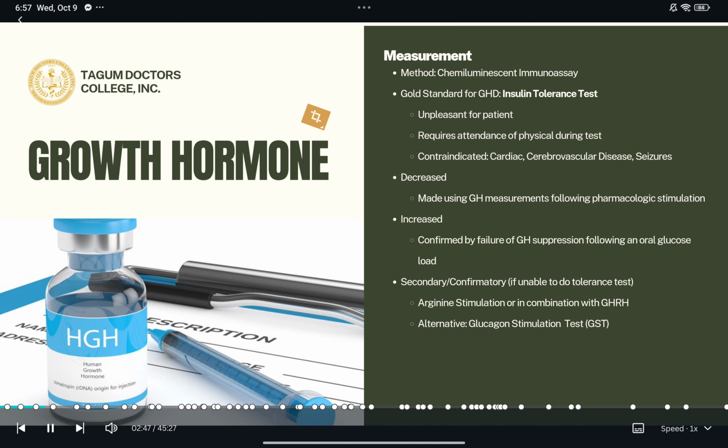If the insulin tolerance test shows a decrease, we can do growth hormone measurements following pharmacologic stimulation. And if increased, it can be confirmed by growth hormone suppression following an oral glucose load. Another secondary or confirmatory method, if you are unable to do the insulin tolerance test, would be the arginine stimulation, or in combination with GHRH. Another alternative would be the glucagon stimulation test.